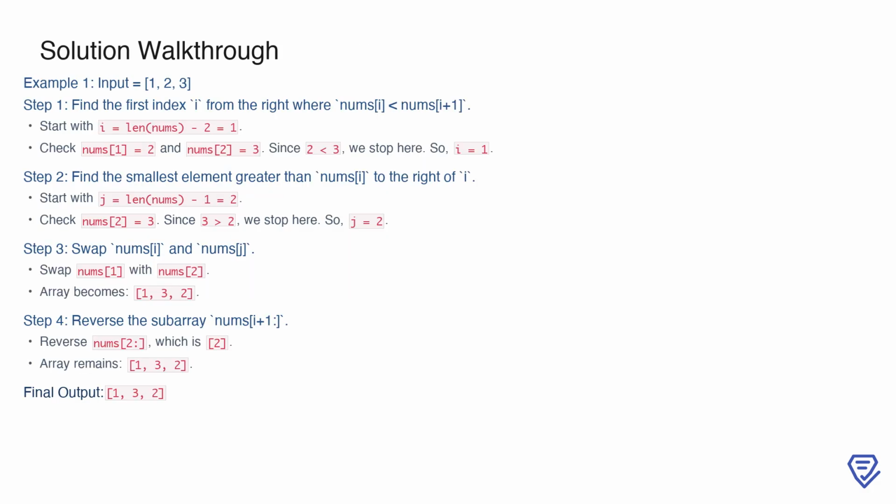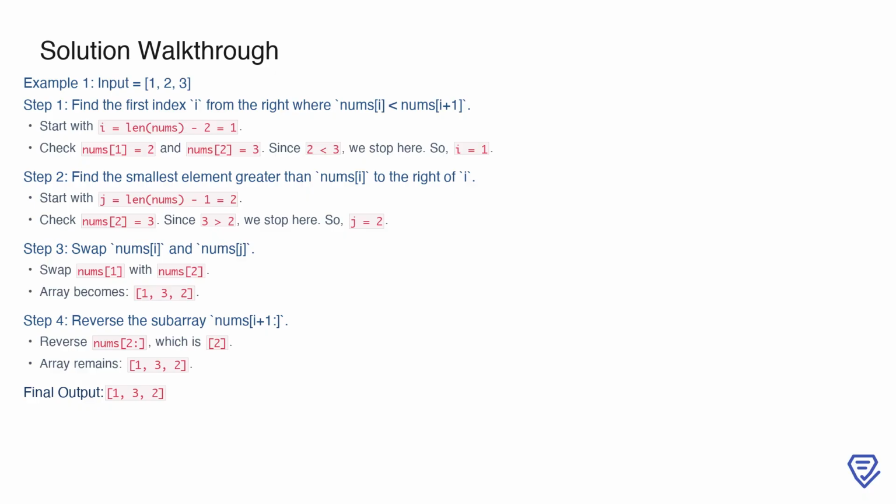To solve the next permutation problem, let's walk through the first example where the input array is 1, 2, 3. The first step is to identify the rightmost index i such that nums[i] is less than nums[i+1]. We start by setting i to len(nums) minus 2, which is 1. At this index, nums[1] is 2, and nums[2] is 3. Since 2 is less than 3, we stop here and confirm that i is 1. Next, we need to find the smallest number greater than nums[i] to the right of this index. We set j to len(nums) minus 1, which is 2, and check nums[2], which is 3. Since 3 is greater than 2, we stop here and confirm that j is 2.